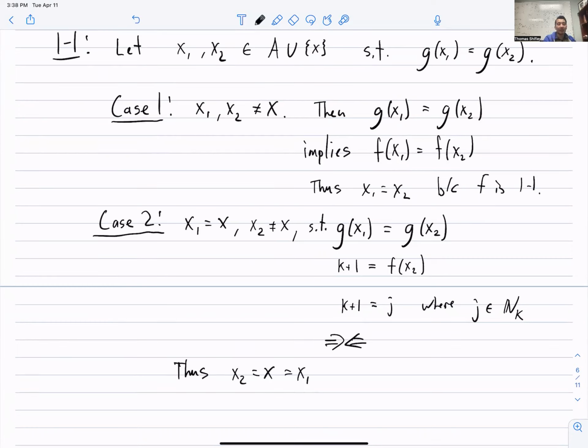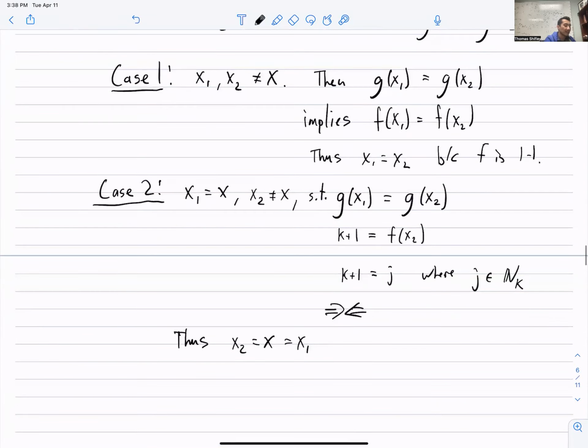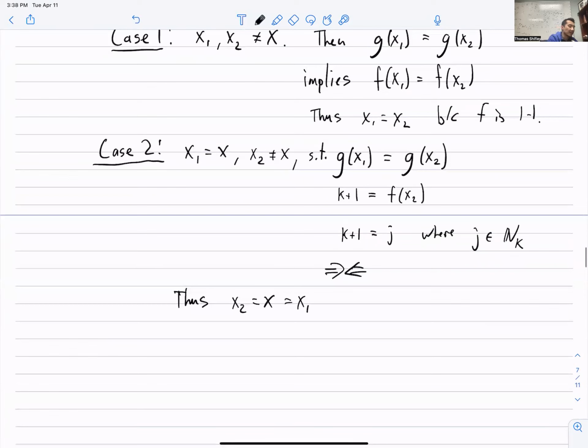So if we have two elements that aren't X, then we use the fact that F was a bijection. If one of them happens to be X and the other one wasn't, but their outputs are the same, that's not possible, and so they both have to be X. And so that gets it done, and that gives us 1-to-1. Why is it onto? So let J be an element of N sub K plus 1.